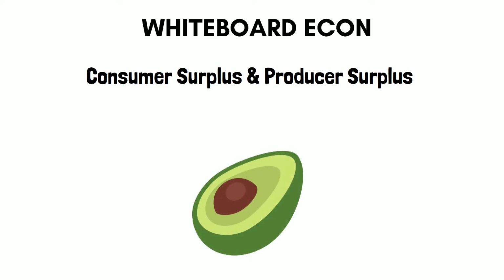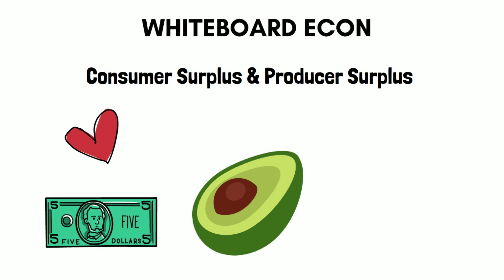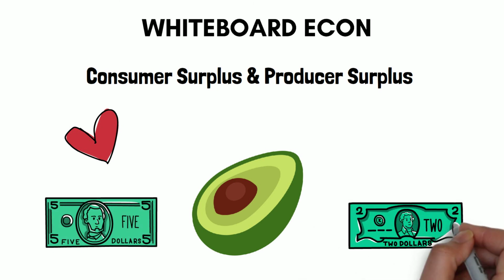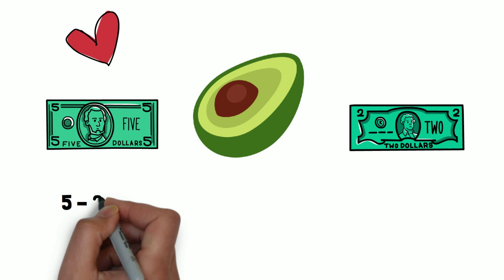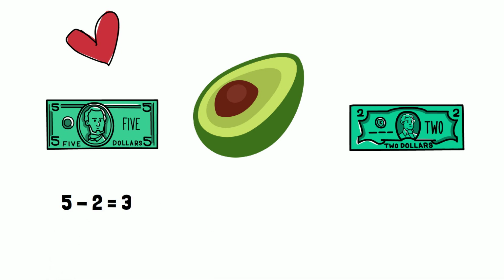This is an avocado. I know you absolutely love avocados and are willing to pay $5 for one. However, the store only asks $2 for it. This means that you are willing to pay $3 more compared to the asking price of the store. This is your consumer surplus.